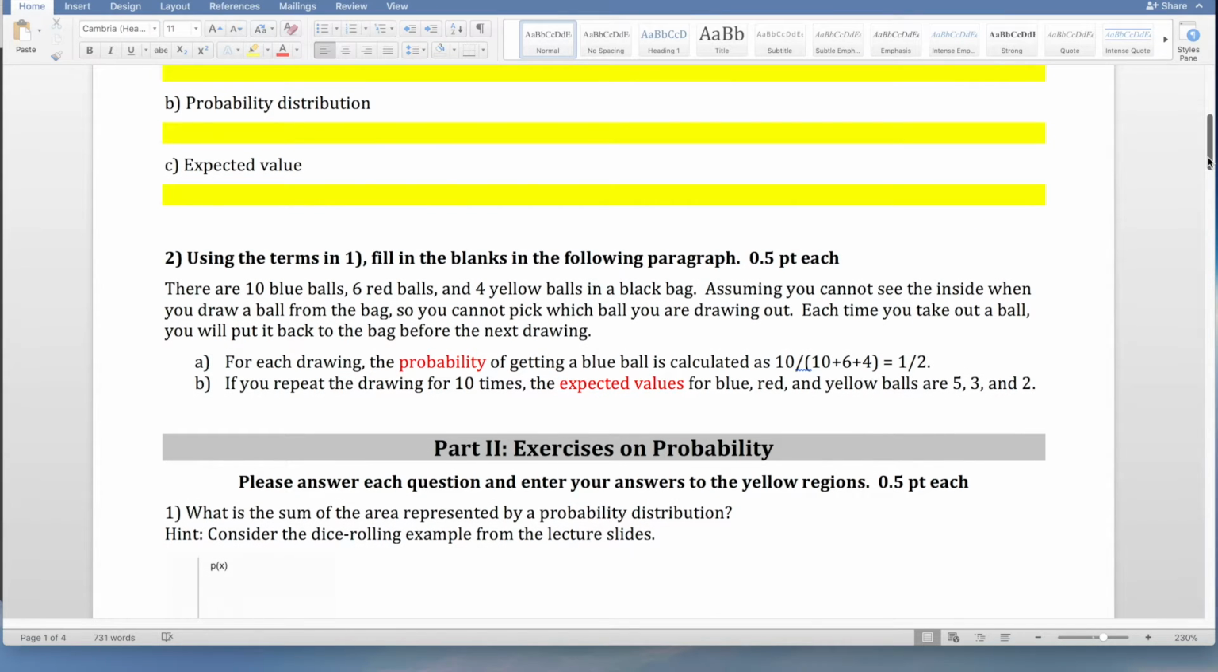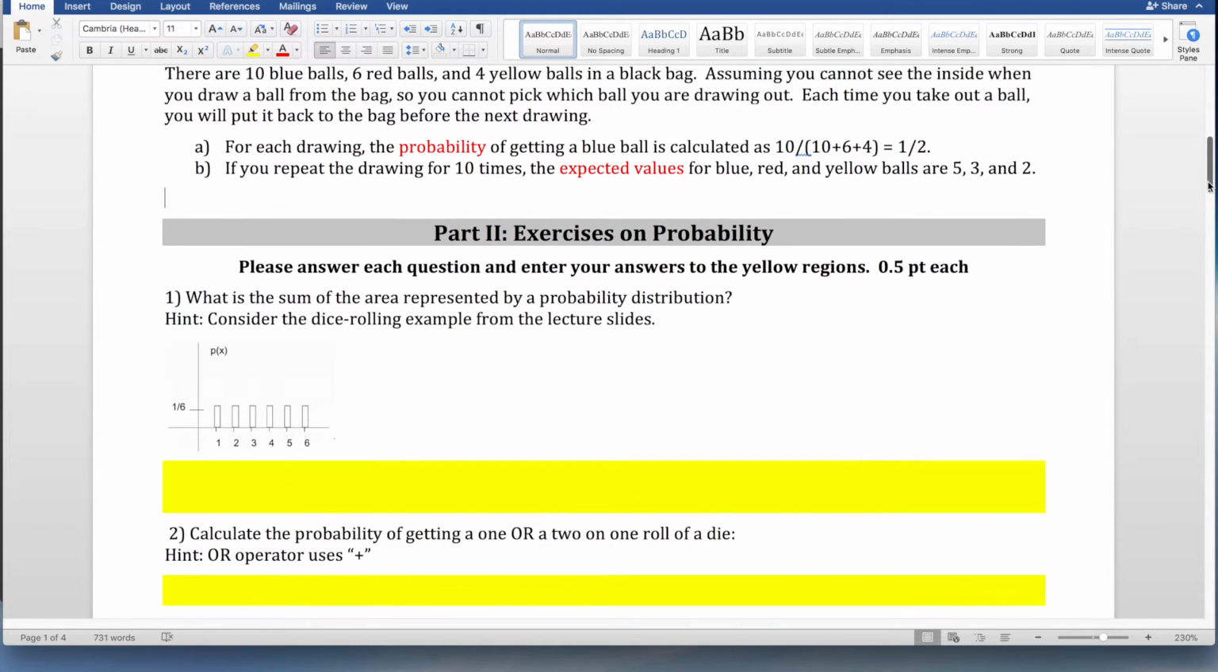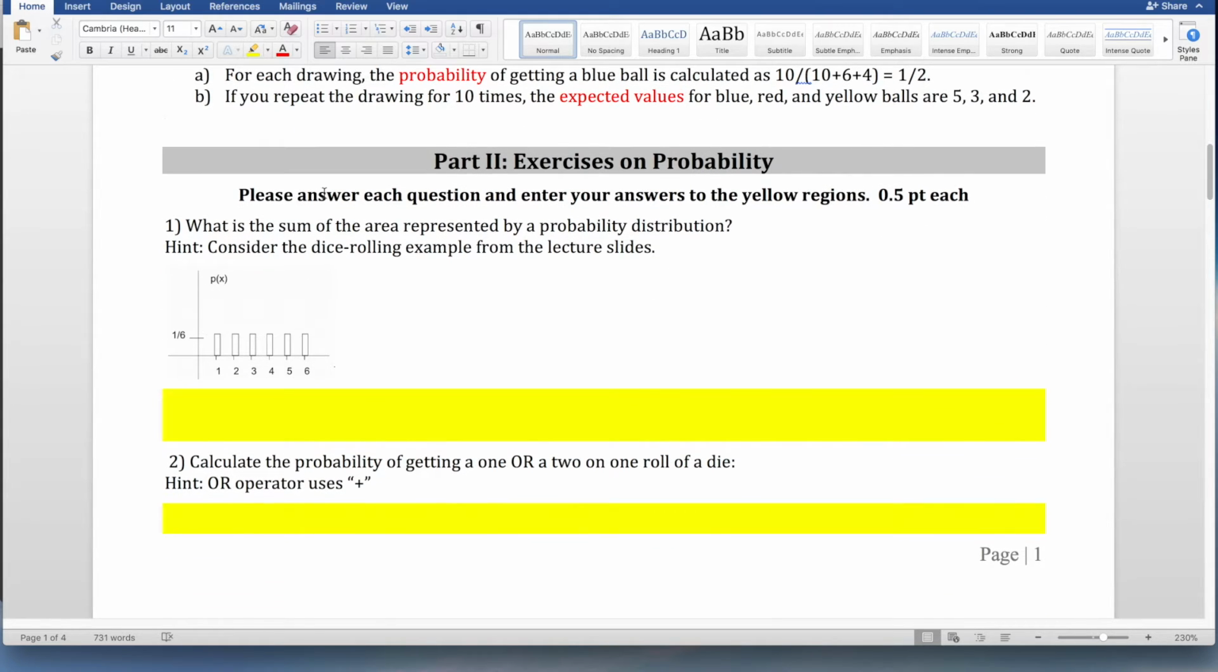All right, so for part 2, we are going to do some exercises on probability. It says please answer each question and enter your answers in the yellow region. Each question is worth half of a point. So for question 1, it says what is the sum of the area represented by a probability distribution? If we look at this right here, we see that we have values 1 through 6 listed, and on the y-axis we have 1 over 6. So each of these bars represents 1/6.